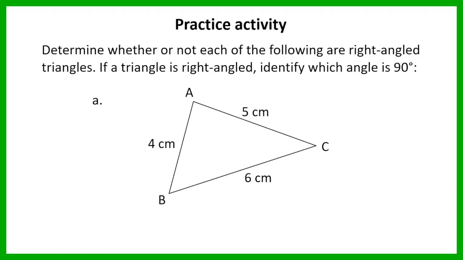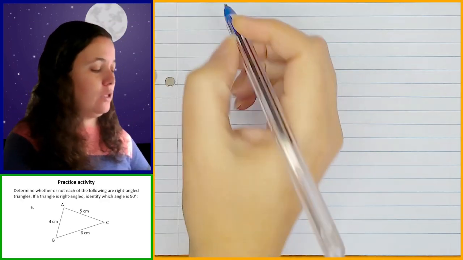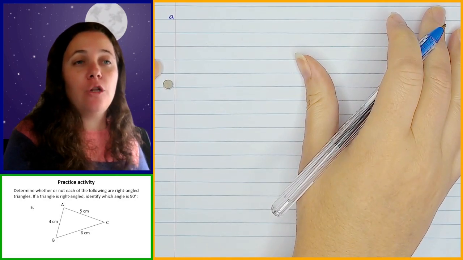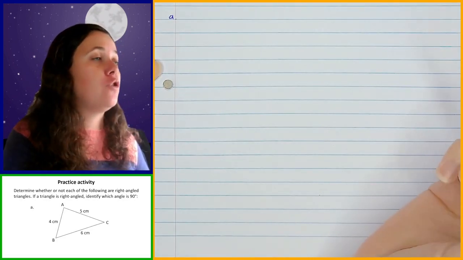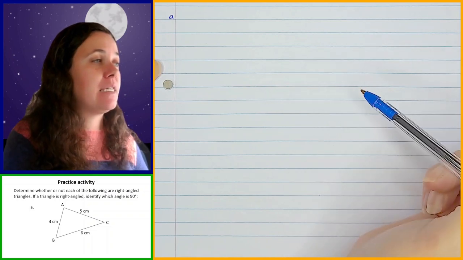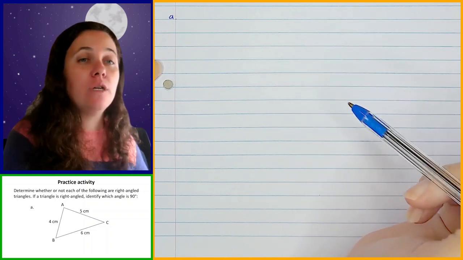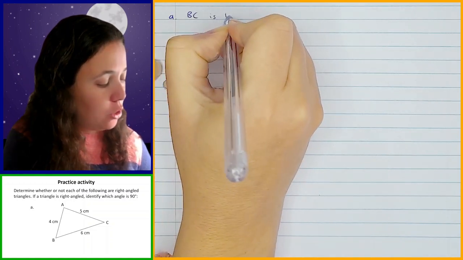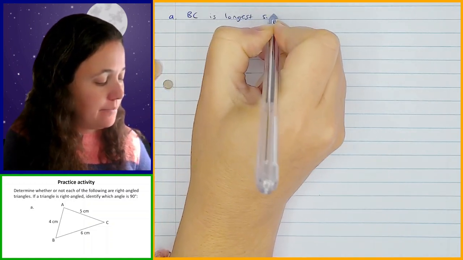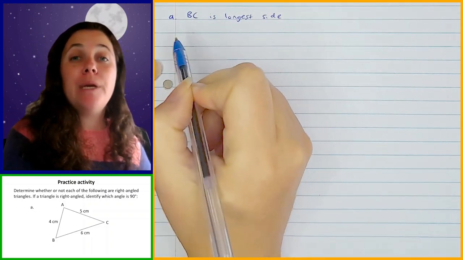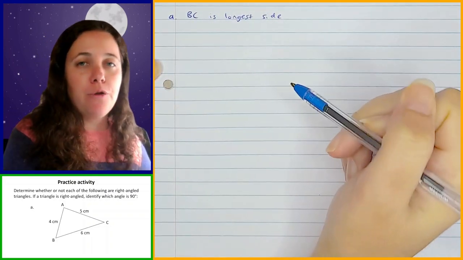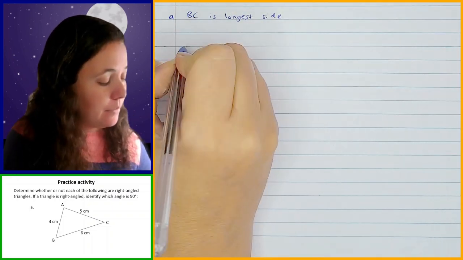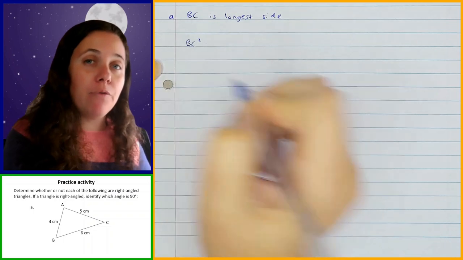Okay, so let's go through that. So first of all, in question A, you had to identify which side in this triangle is the longest side. So you've got AB is 4 centimeters, BC is 6 centimeters, and AC is 5 centimeters. The longest side there is BC. So BC is the longest side. This means that BC would be the hypotenuse if this does prove to be a right angle triangle, which means that I need to square BC and see if it is equal to the sum of the other two sides squared.